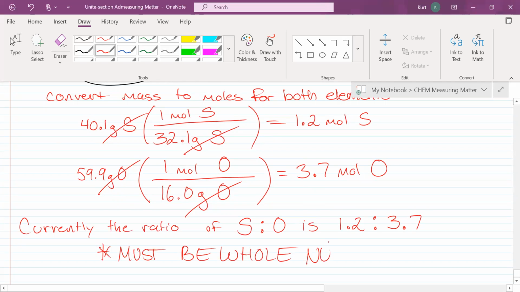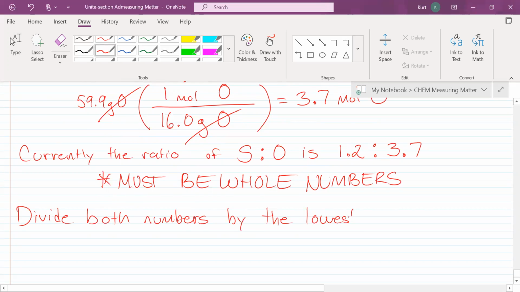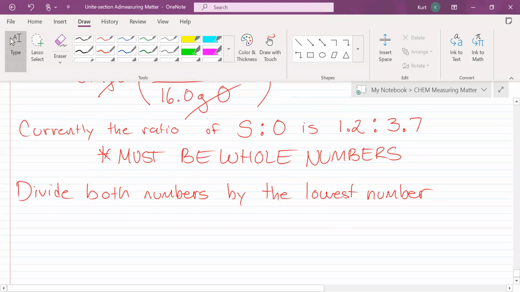We can't have decimals, so that just won't do. So here's how we solve this problem. You will divide both of those numbers, 1.2 and 3.7, by the smallest of those two numbers. Divide both numbers by the lowest of the two, by the lowest number. And what is the lowest number between 1.2 and 3.7? Of course, it's 1.2. So you're going to divide both of them by 1.2.